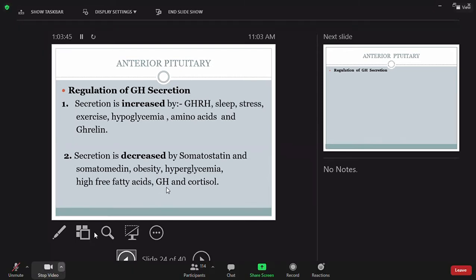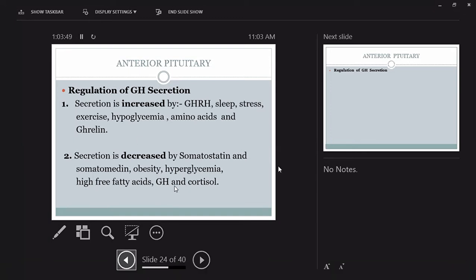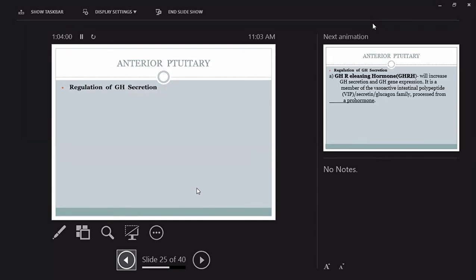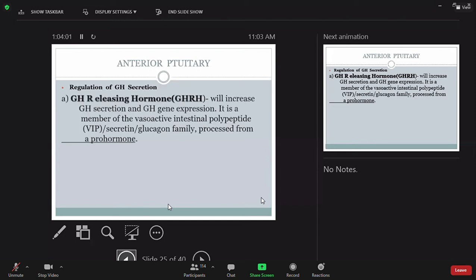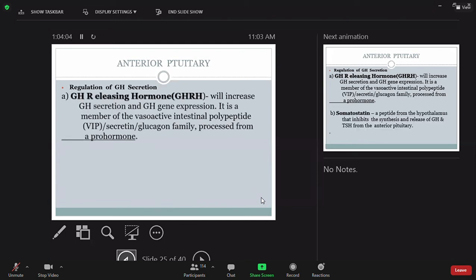Growth hormone itself, because of negative feedback, and cortisol will also decrease the secretion of growth hormone.